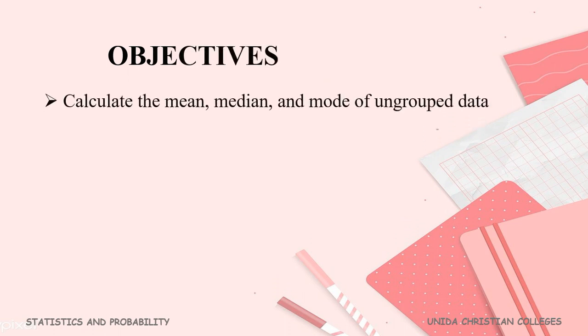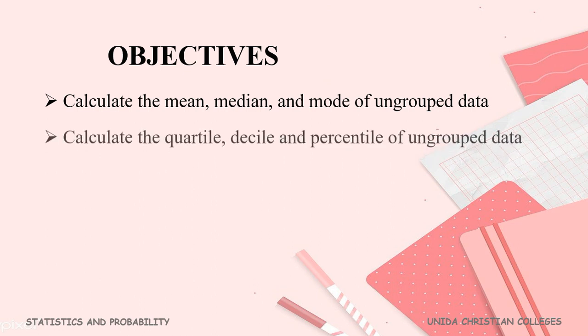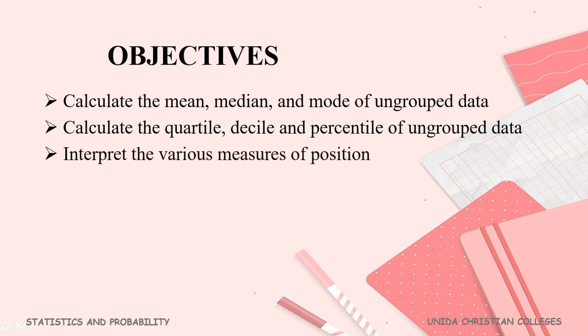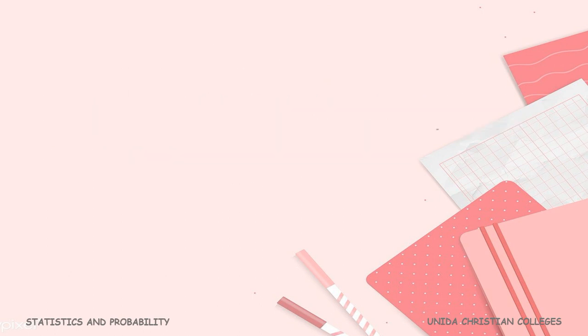First, we will calculate the mean, the median, and the mode of ungrouped data. Next, we will calculate the quartile, decile, and percentile of ungrouped data. And last, we will interpret the various measures of position.